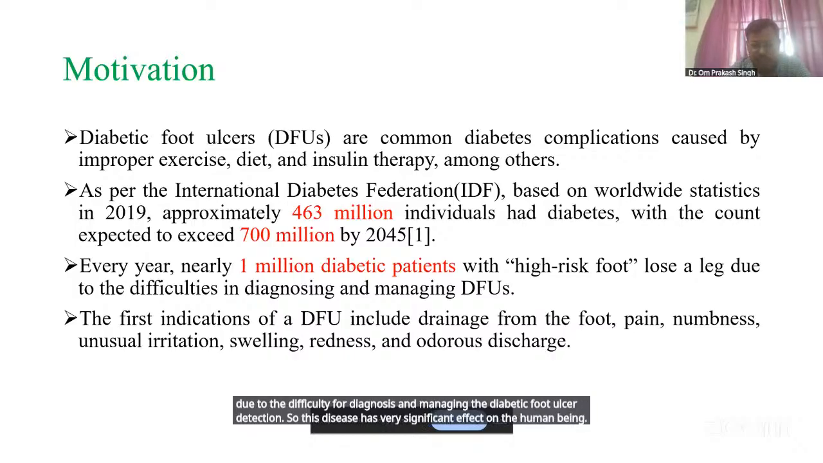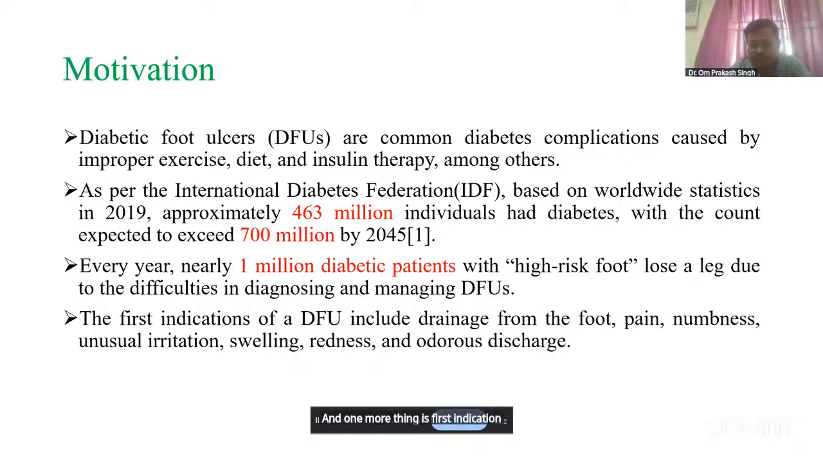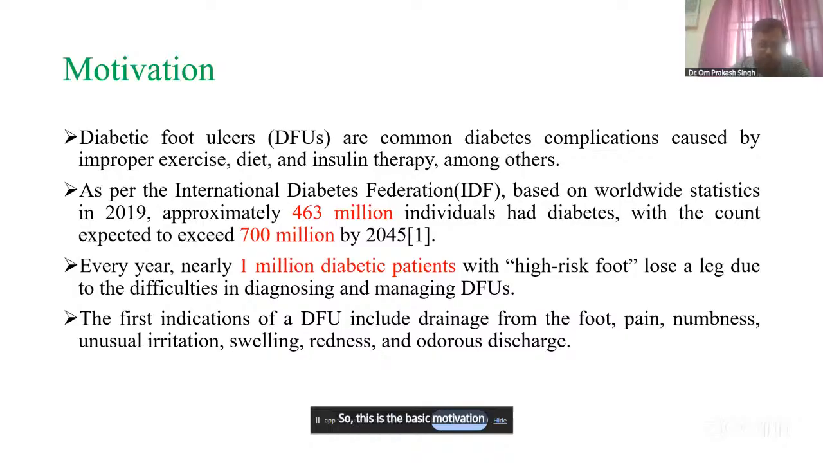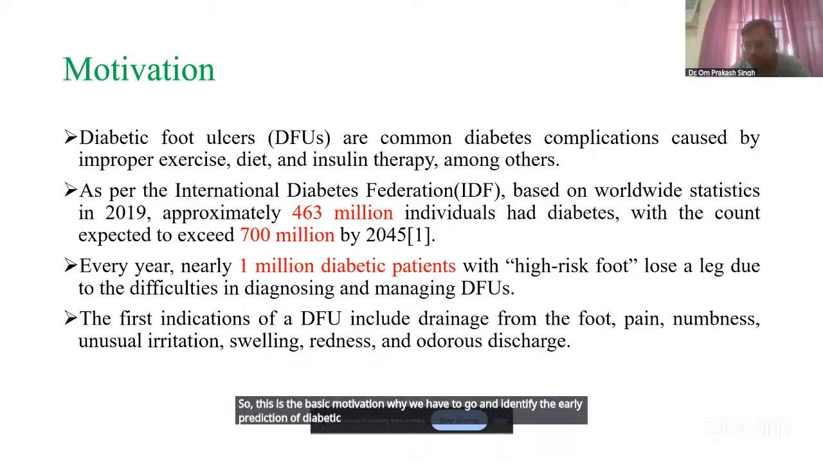One more thing is the first indication of how we can identify diabetic foot ulcer. In the initial stage we can see initial drainage from the foot. There will be some pain, numbness, and usual irritation, some swelling and redness, and at this initial stage we can identify diabetic foot ulcer. So this is the basic motivation for early prediction of diabetic foot ulcer, which prevents the disease. If we predict the disease early, it will be beneficial for human beings.